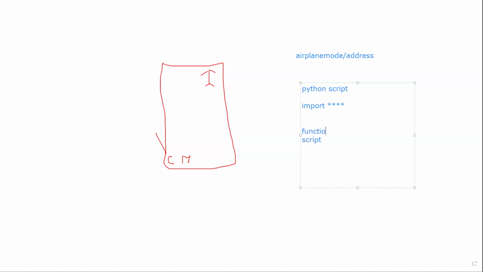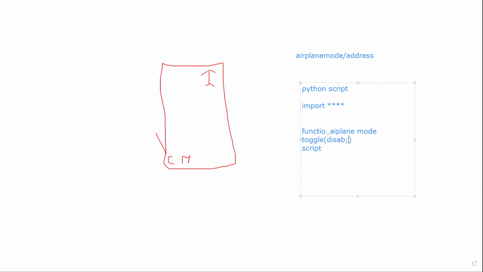The function name will be airplane mode toggle. Toggle means enable and disable. In aeroplane mode, how many options do we have? What can you do with this symbol? What are the two things we can do? Anyone? What can we do with it? Disable and enable. Okay, so we have two options.